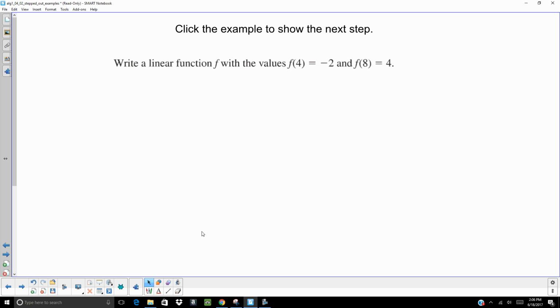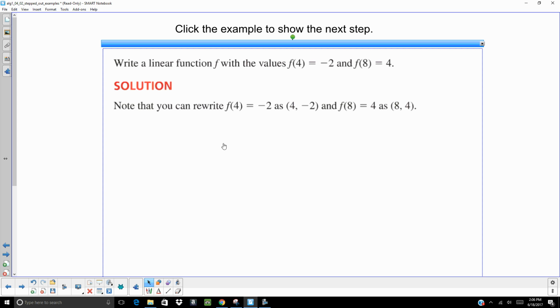On this one, they want us to write a linear function with the values of f of 4 equals negative 2 and f of 8 equals 4. Remember, this is a fancy way of just giving us an ordered pair. My first ordered pair would be 4, negative 2. My second ordered pair is 8, comma 4. So 4, comma negative 2, 8, comma 4.